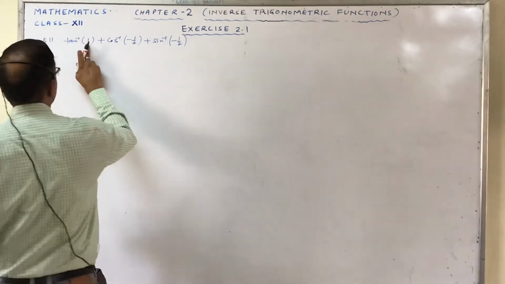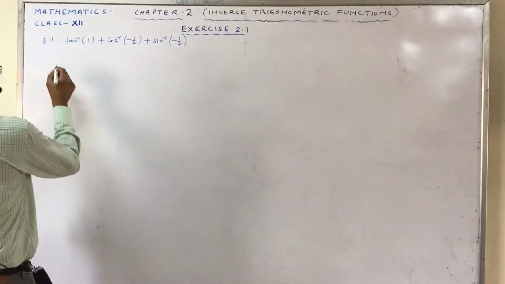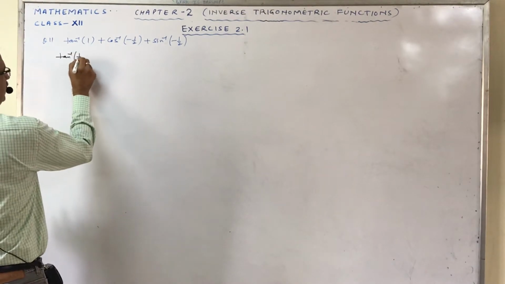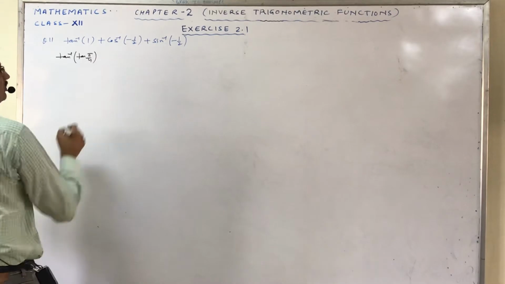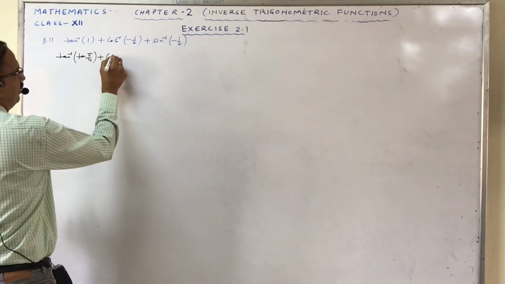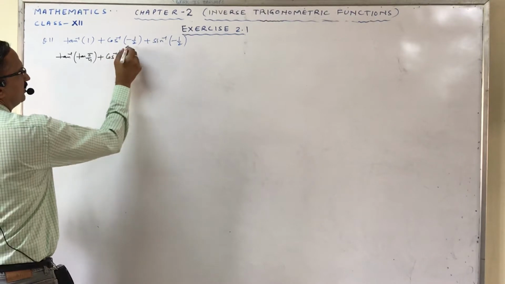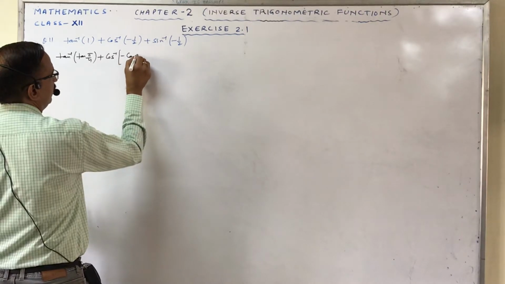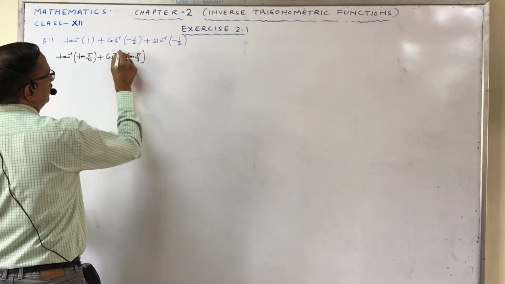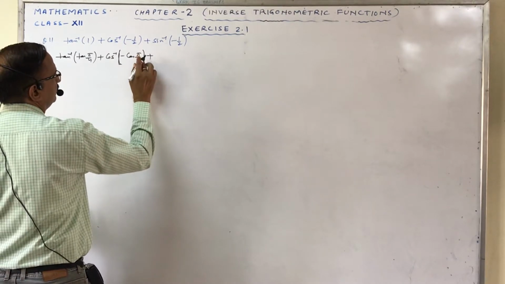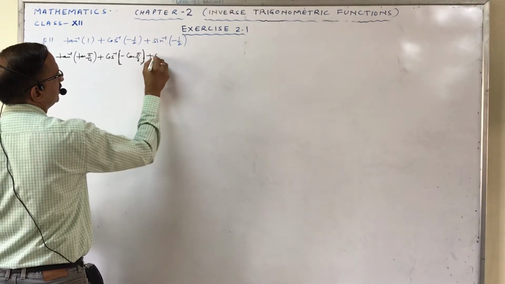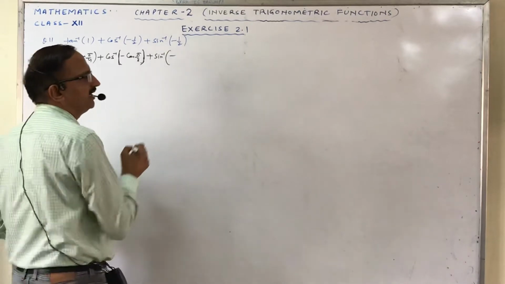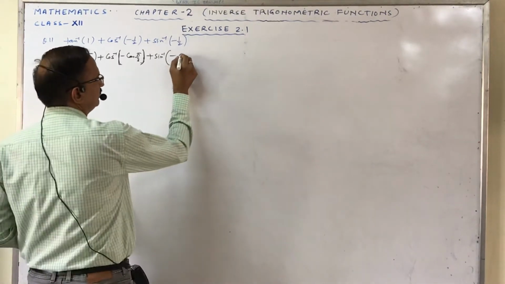So, in place of this 1, we can write tan pi by 4. So this is tan inverse tan pi by 4. Now this is cos inverse. In place of this minus 1 by 2 we can write cos pi by 3. Then sin inverse. In place of this 1 by 2 we can write sin pi by 6.